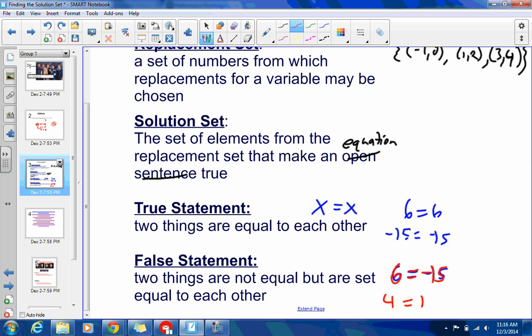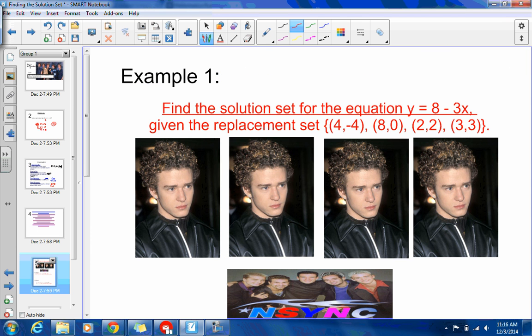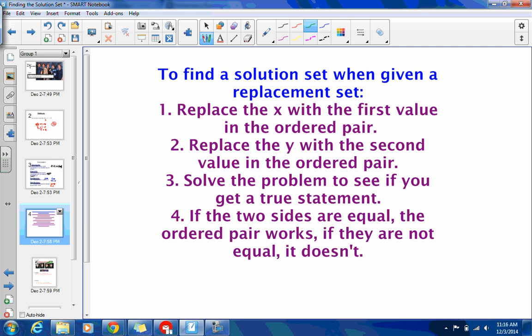So we're going to be given something like this. Find the solution set for the equation. And given an equation, first of all, you have an equation, y equals 8 minus 3x, and you're given a replacement set. We have 4 values here, 4 ordered pairs. We're trying to find which parts of that replacement set would make up the solution set. So to do that, we're going to follow these simple steps.